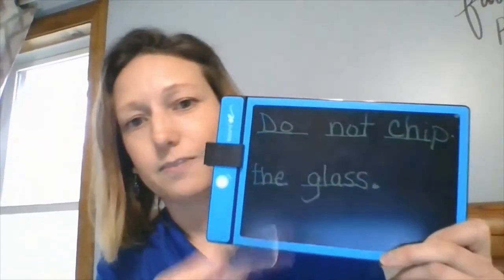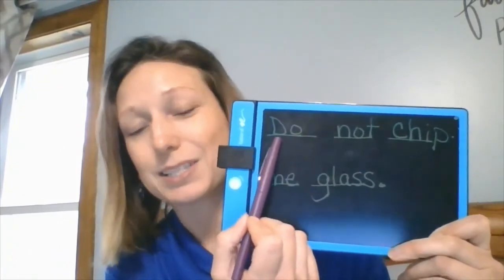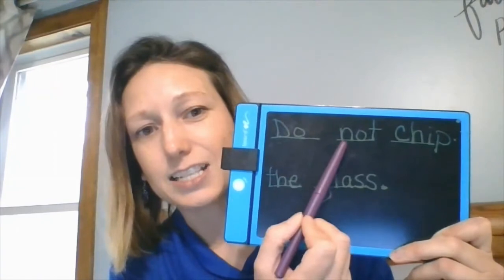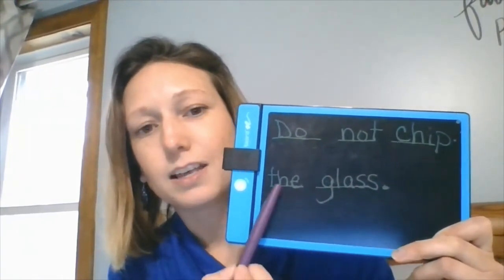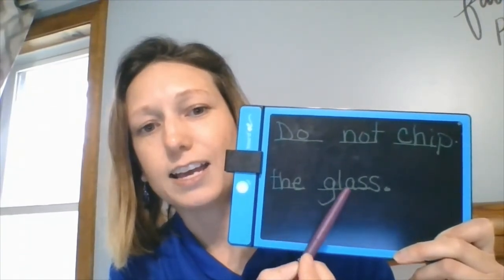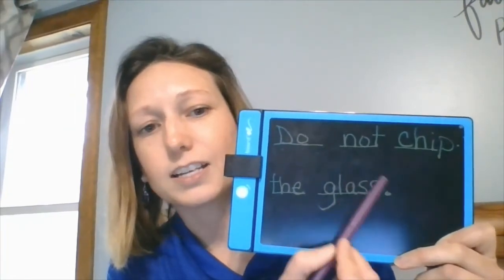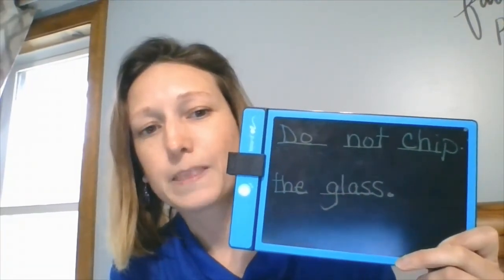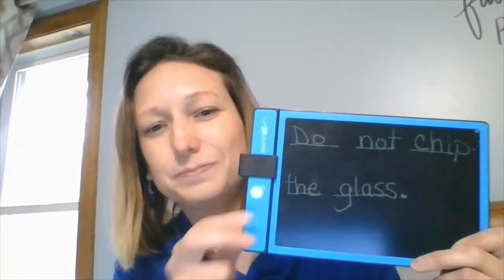So we have do, D-O, capital or uppercase D because it's the beginning of our sentence, not, N-O-T, chip, C-H-I-P, the, T-H-E, glass. There's our GL blend, and our SS is our floss rule, and then our period. Give yourselves a pat on the back for spelling all of those words and sentences.